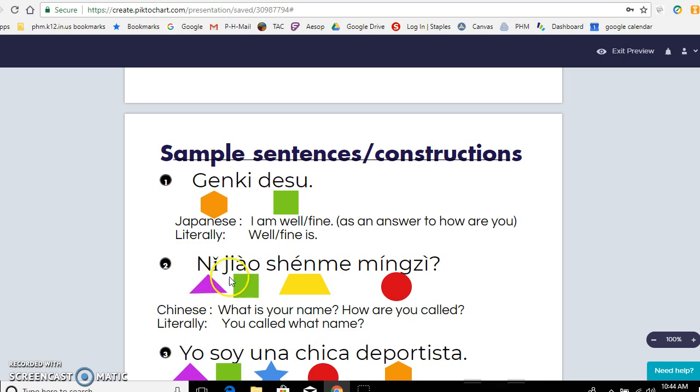So they would use their triangle. Jiao is "call" or "called," so that would be the verb. Shenme is actually "what," so that would be the question word. And Mingse is the word "name." So once they put their shapes in order, they realize, oh, actually, instead of "what is your name," which is their tendency, it's actually "you called what name." And the "what" and the "you" are kind of flipped around in this case. So that is something that they would realize is a difference.